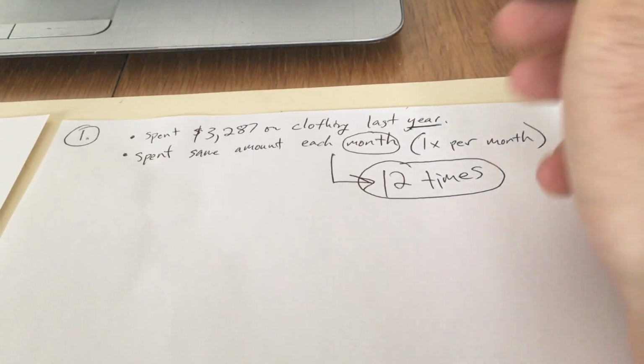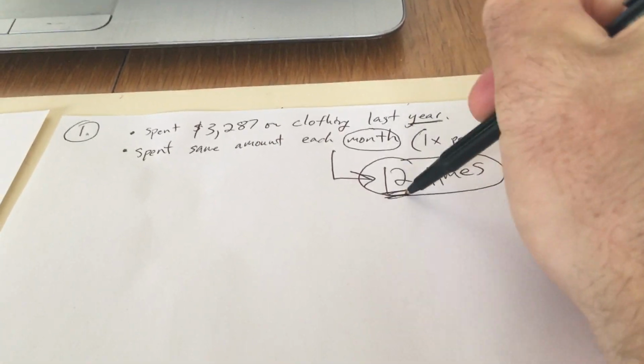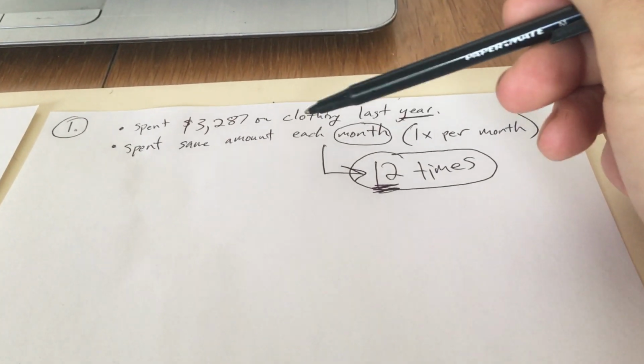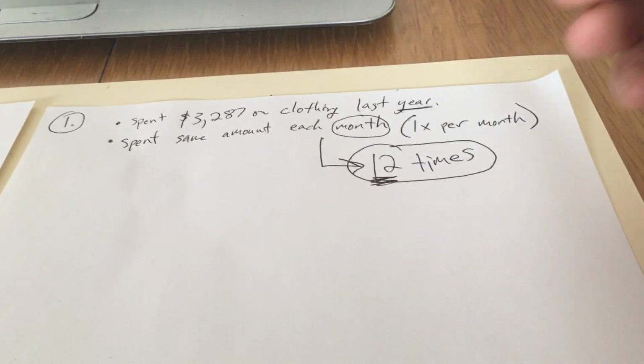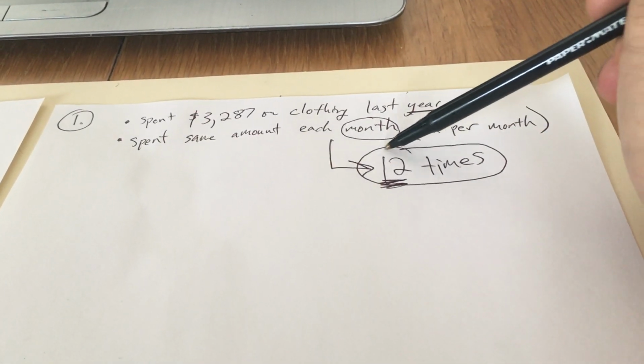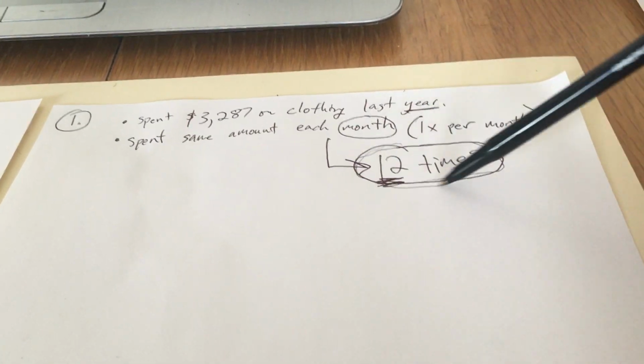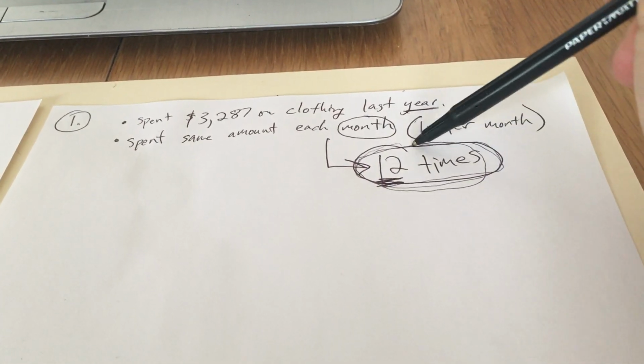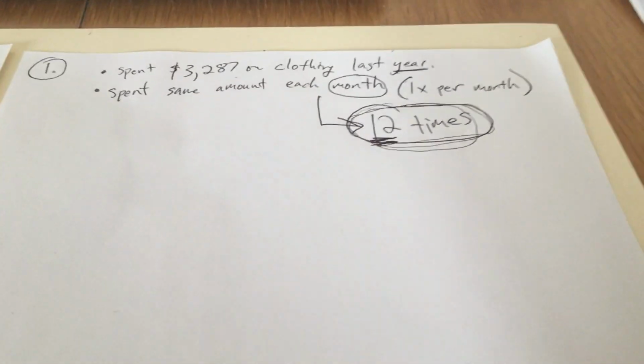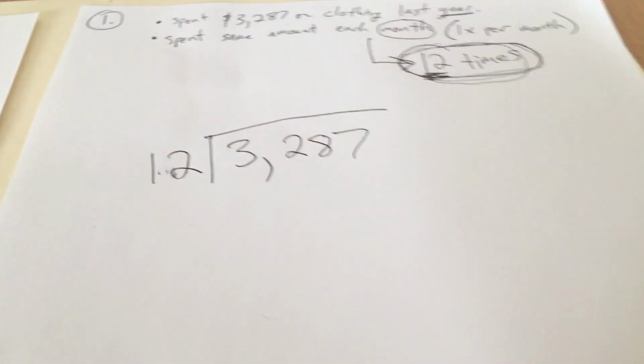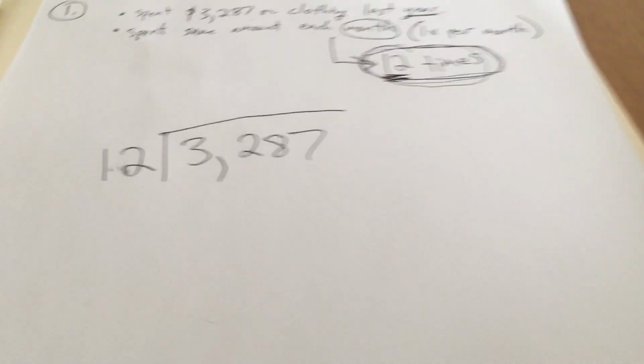All right, so that's important. Do you have that information? Did you understand? Did you make that connection that there are 12 months in a year? So if she went once per month, and she spent the same amount each time, then she actually went shopping 12 times. So we are making 12 equal groups out of the total amount of money that she spent. So if we're making 12 equal groups, we're going to be taking $3,287 and we're dividing it into 12 equal groups. The 12 months where she spent an equal amount each time.